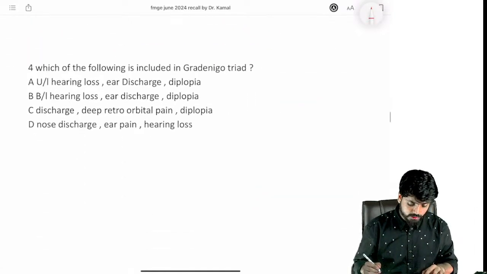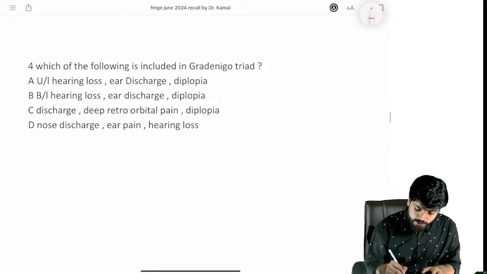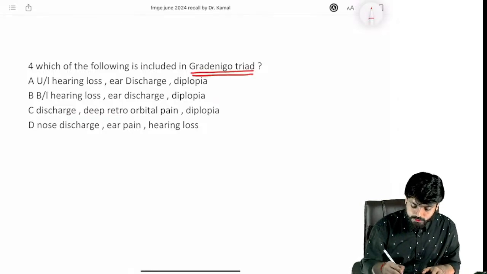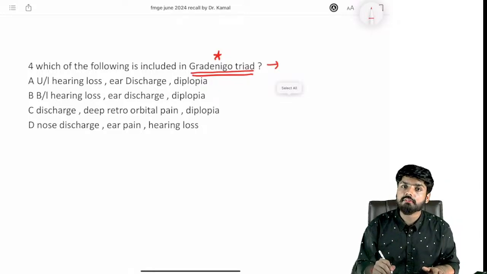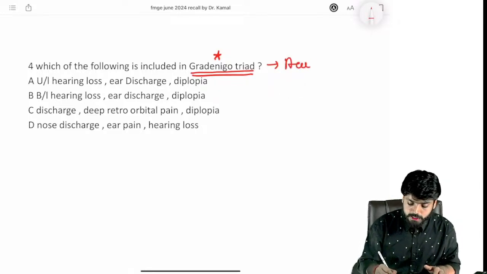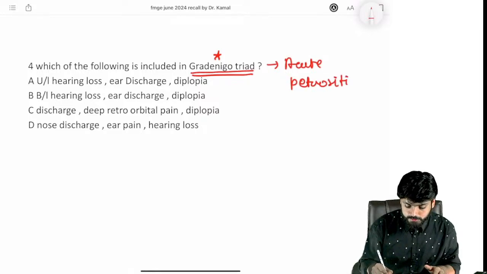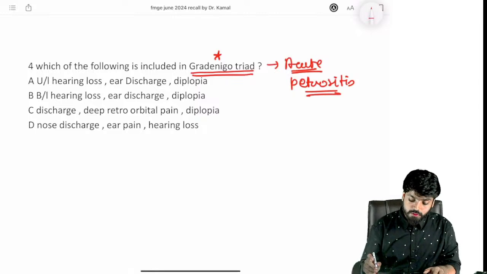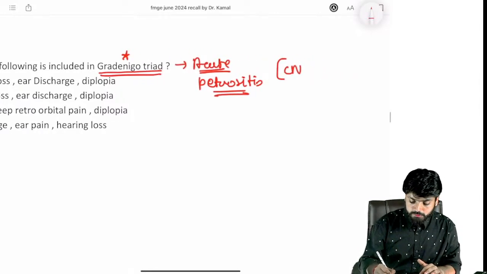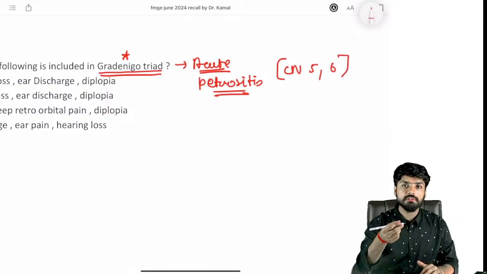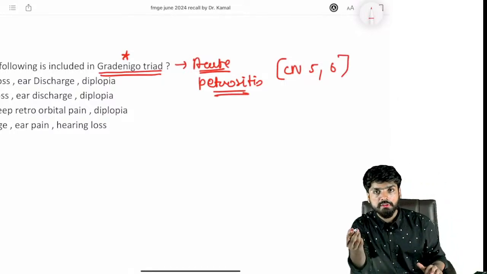Now moving on: which of the following is included in the Gradenigo triad? First we have to remember the diagnosis where we will see this triad. We see this triad in acute petrositis. Acute petrositis involves cranial nerves 5 and 6. Straight away, from the function of cranial nerves 5 and 6, we can remember.